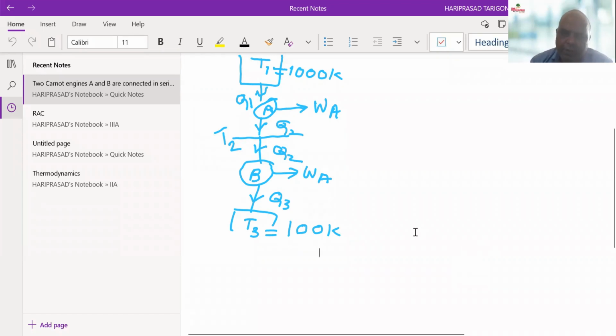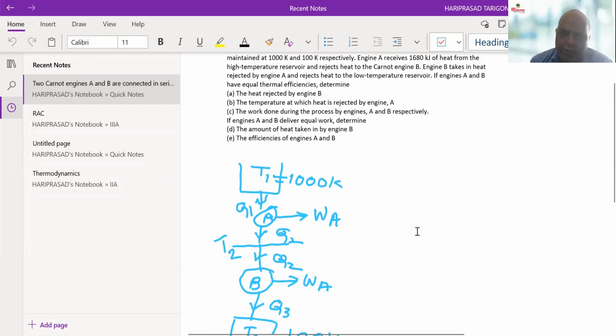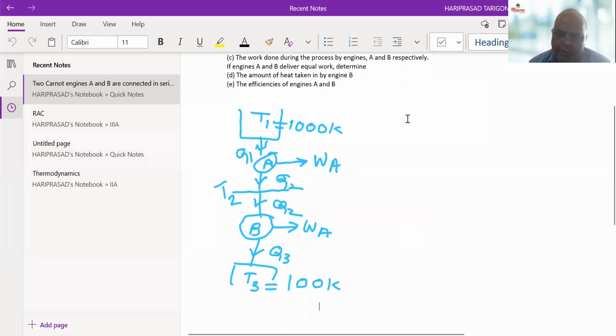In such a case, they're asked to find, if the efficiencies are equal, the heat rejected by engine B, that is Q3. Next, the temperature at which heat is rejected by engine A, that is T2. Next, the work done is also asked to be found for case 1.